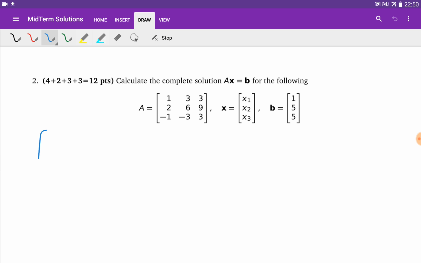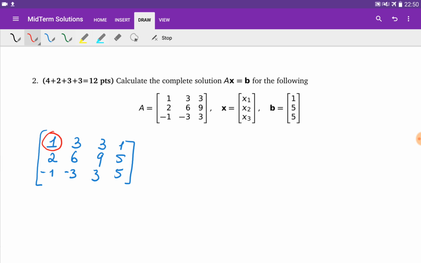So in order to do this, first of all, we need to find the reduced row echelon form of the augmented matrix, which is obtained by putting the A matrix together with the B vector. It's going to be 1, 5, and 5. Again, we're going to do the same operations as before.